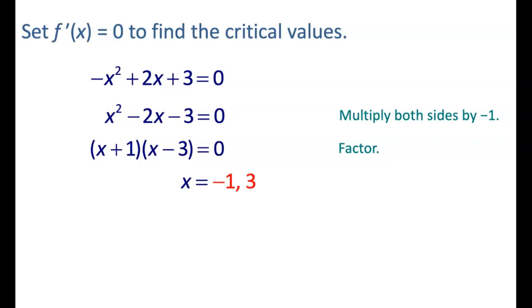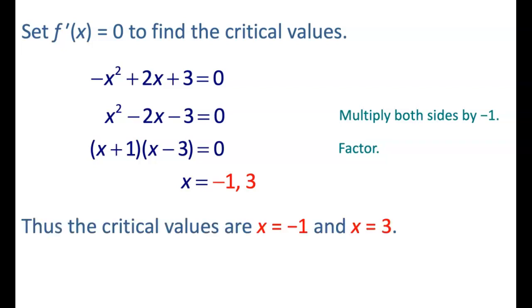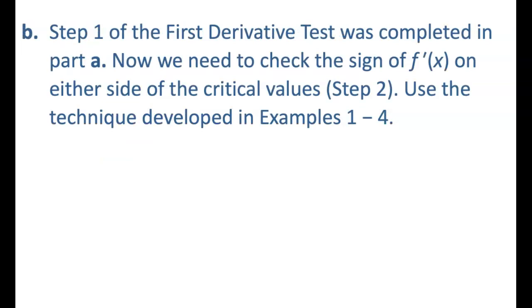So there are two critical values. You're also supposed to look and see where f prime of x is undefined. And it's a polynomial, so there really isn't a place for it. So we just have the critical values of -1 and 3. Again, you're going to draw out a number line, and on it you'll label -1 and 3. Those two values will split the number line into 3 regions, 3 intervals.